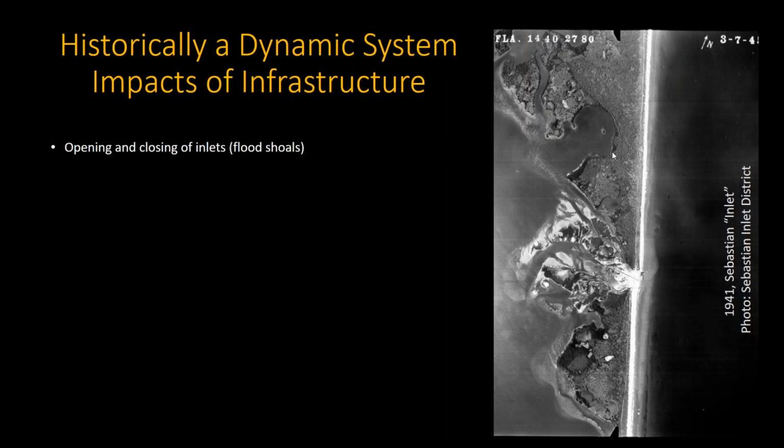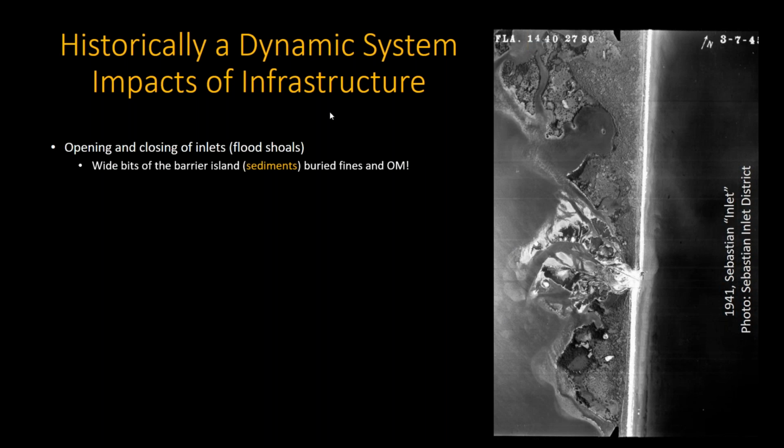And so historically, right, this lagoon and lagoons all over the world are really dynamic systems. And we've had lots of impacts from infrastructure. And so we've had historically the opening and closing of inlets. And so inlets are a break in a barrier island system that allow exchange of water between the lagoon in this case on the left, and the ocean, in this case the Atlantic Ocean, on the right. And so these inlets naturally open and close, and where you see wide areas of these barrier islands, that's historic flood shoals. And so that's sand that has come in from the Atlantic Ocean to basically infill these lagoons.